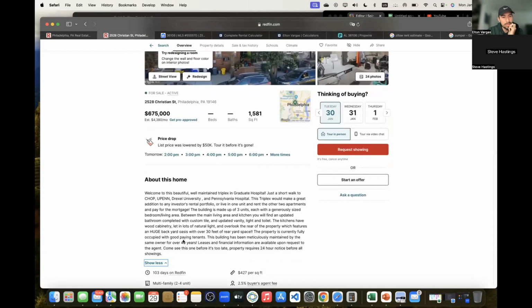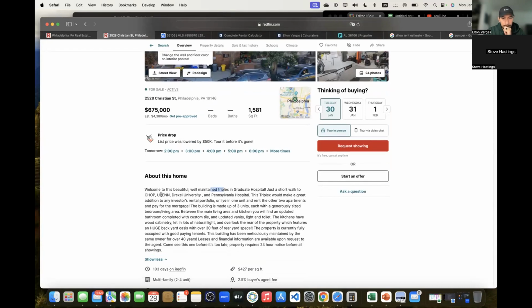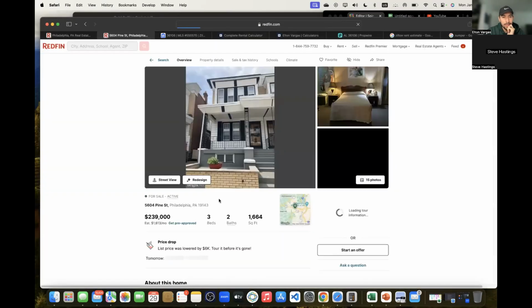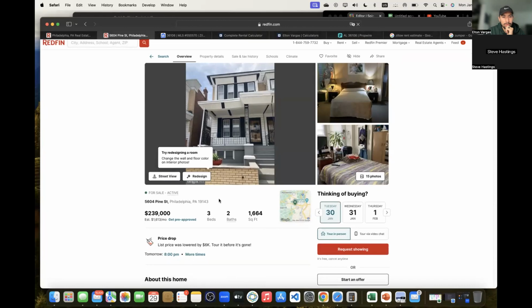I'm looking for numbers, especially with duplexes and triplexes. I need to understand the area, Drexel University. Okay, triplex has a great additional building, made up of 3 units. 30 feet, 40-year leases and information are available upon request with the agent. Great, so no information here. Let's look at this one. This one's probably a 2-1 duplex.